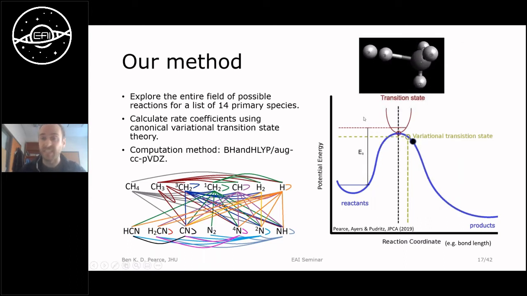Then I use the principles of statistical mechanics to calculate the reaction rate coefficient. So we use what's called canonical variational transition state theory. If you have taken a StatMech course, canonical is probably a word that you recognize. There's also micro-canonical and grand canonical. So I take the partition functions and the energy of the transition state and the reactants, and I can calculate how frequently that reaction will occur. As you can imagine, the larger the barrier, the less often that reaction is going to be able to occur in nature. And for the quantum chemists in the room, we use a density functional theory functional called BH&HLYP, which we found to be the most consistently accurate when comparing to experimental data.